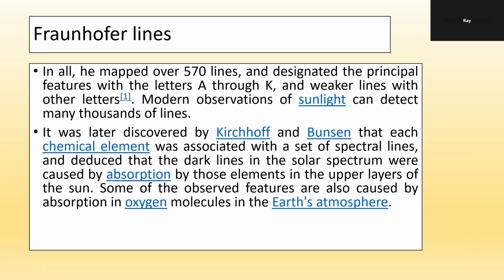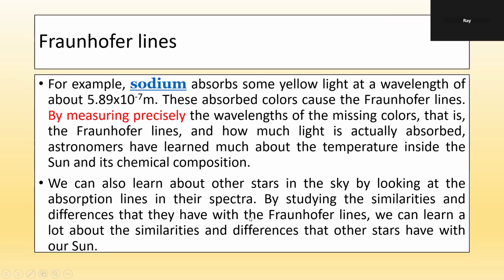Okay, I think we have more or less completed. You can have the Earth oxygen also. Some of the observed features are also caused by absorption in oxygen molecules in the Earth's atmosphere. Okay, so for example, sodium absorbs some yellow light at a wavelength of 5.89 × 10^-7 meter. These absorbed colors cause Fraunhofer lines. Fraunhofer lines are dark lines you see in the solar spectrum.